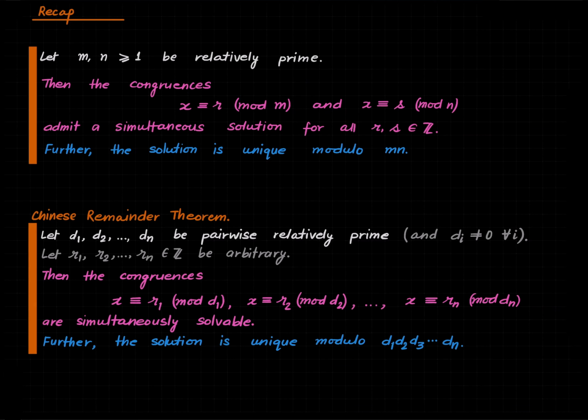The statement of the Chinese remainder theorem is this. This is the general statement, and this is the special case of that general statement when you substitute n as 2. So we saw this in detail, and let's proceed.